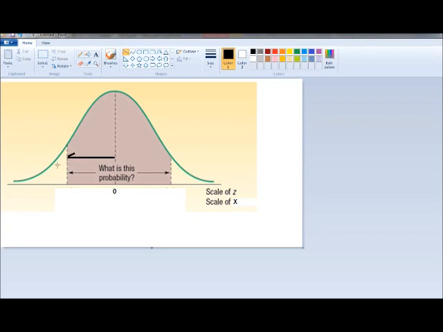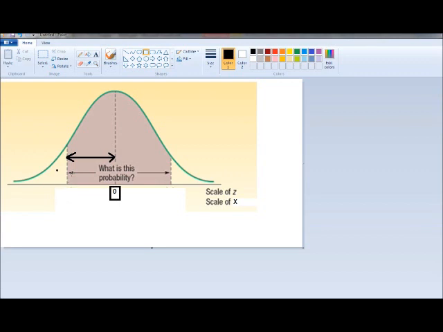It's going from here to here. How do I know that? Because the table in your book says the starting point is always the mean. That is always for the table in your book, not your calculator, not Excel. The starting point is always the mean. And then the stopping point is something like this.